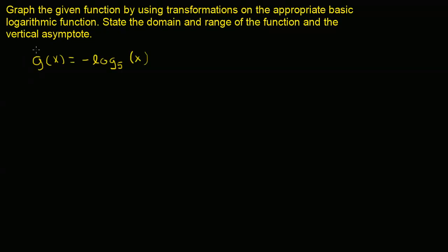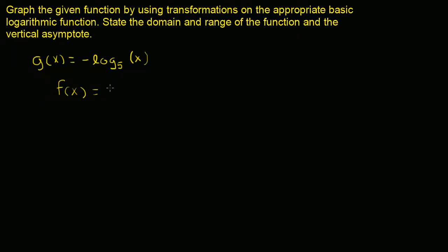Let's discuss how to graph g, which is negative log base 5 of x, using transformations. And we'll also state the domain and range of g and the vertical asymptote. Okay, so let's start with a basic logarithmic function, and then we'll graph that basic logarithmic function. We'll do transformations to get to the graph of g.